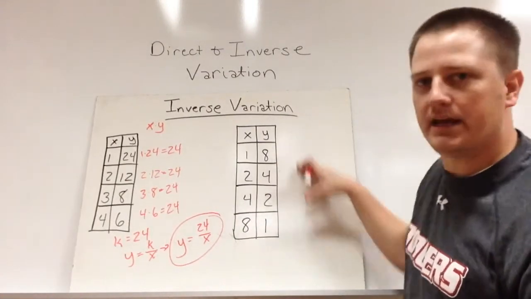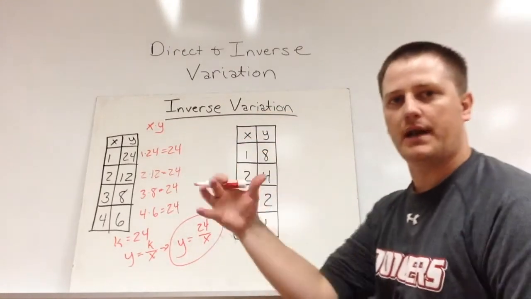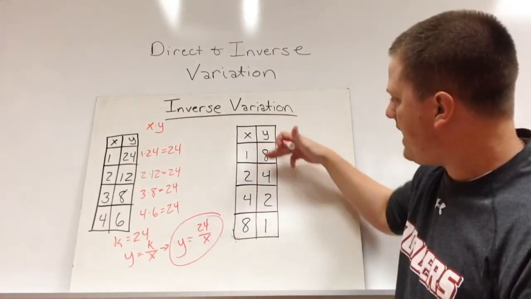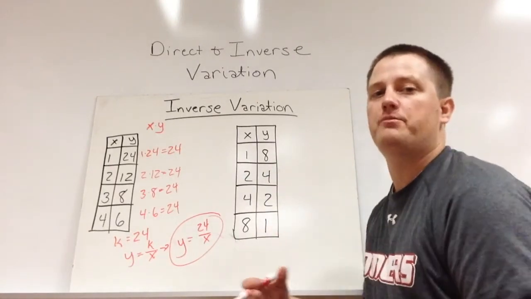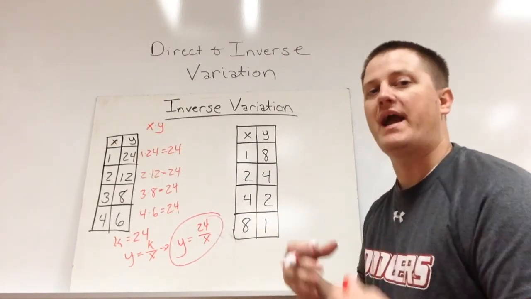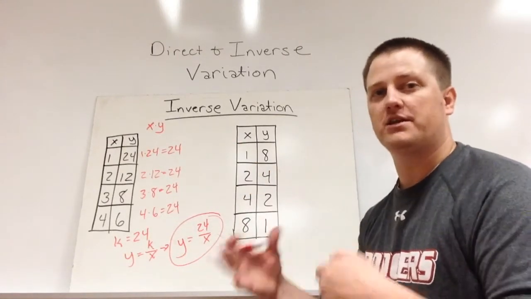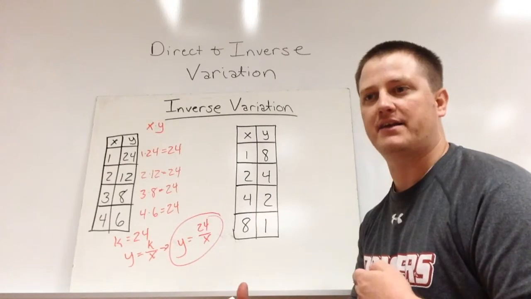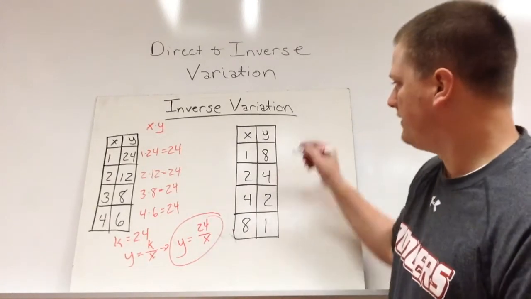So again, we have another table of this. Notice 1, 2, 4, 8, we're getting bigger on the x side. 8, 4, 2, 1, we're getting smaller on the y side. So this could be inverse variation. We have to test for a constant to know for sure. Sometimes it looks like inverse or sometimes it looks like direct, but it actually isn't. That's why we've always got to test it out.